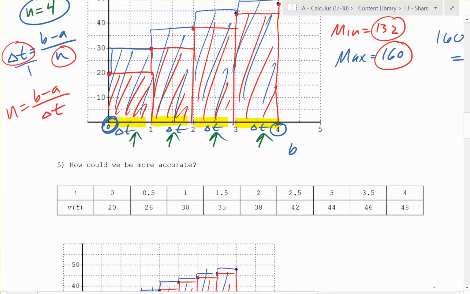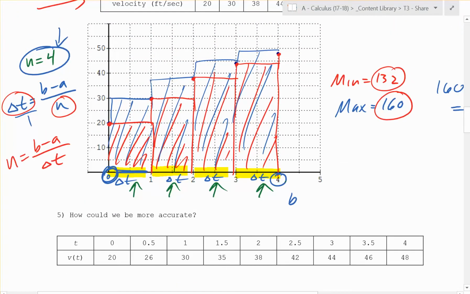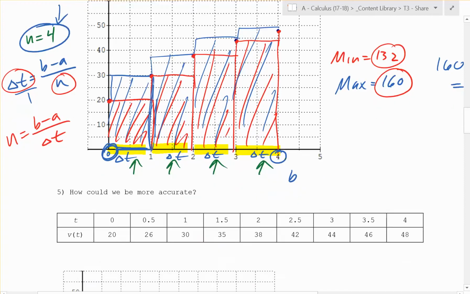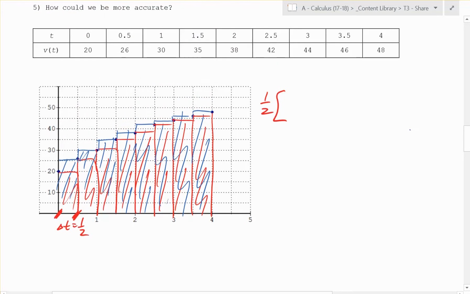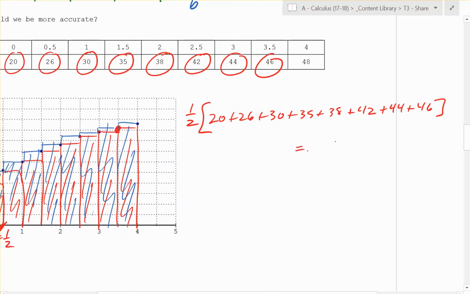So what did we do up here to get all these areas? It was the base times the height. For the red ones, the base for all of them, we're going to factor out as a half. What's the height for all of them? Well, it's 20, 26, 30, 35, 38, 42, 44, and 46, ending right there. So you put all those in and add it all together. Those are all those red rectangles, and you end up with a minimum of 140 and a half.